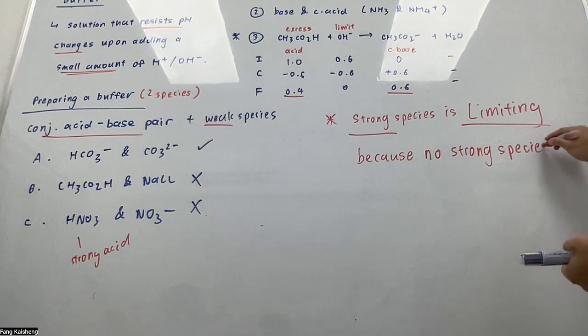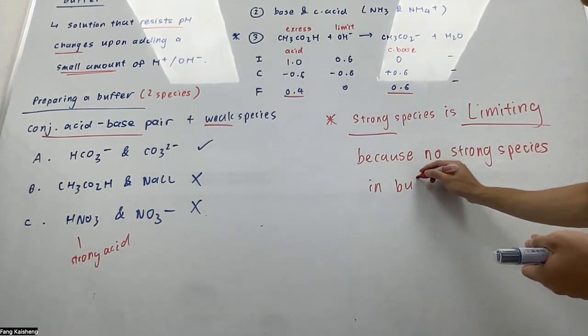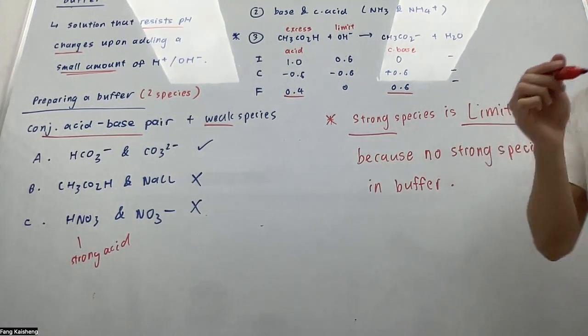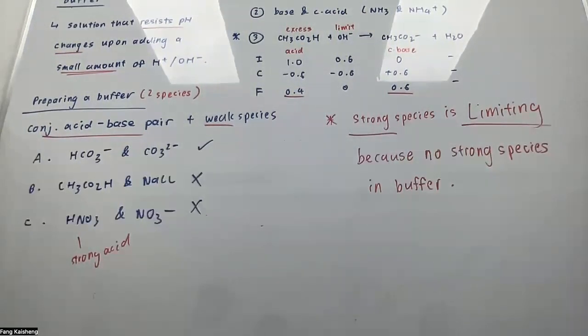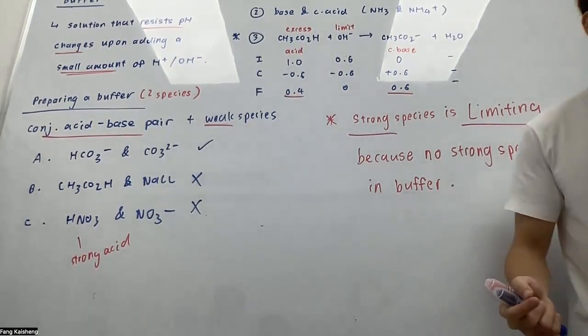Write this whole thing down. Very important. Okay, got it? Don't just memorize "strong is limiting", no. That one you will never memorize. Why memorize when you can understand, right?